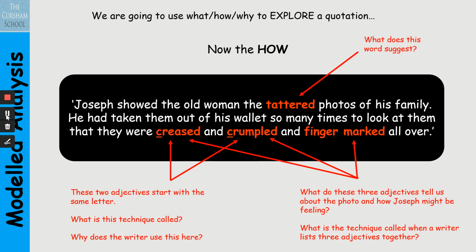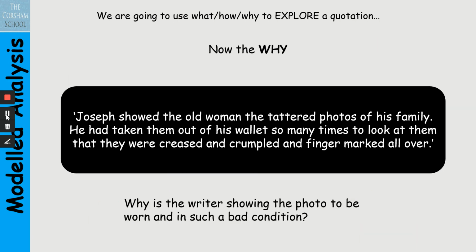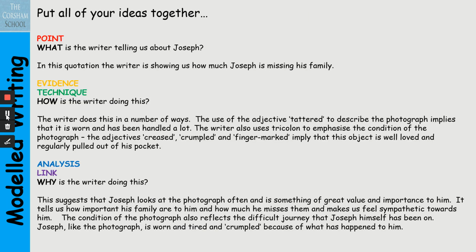Now we've pulled out some keywords. We've looked at what the writer is trying to tell us about Joseph. We've looked at how we know this information, how we know that Joseph is missing his family. We need to try and explain why Serraillier is trying to show this about Joseph. Why is the writer showing the photo to be worn and in such a bad condition?